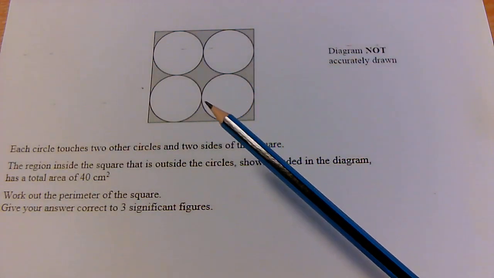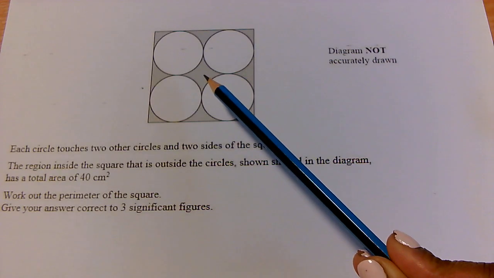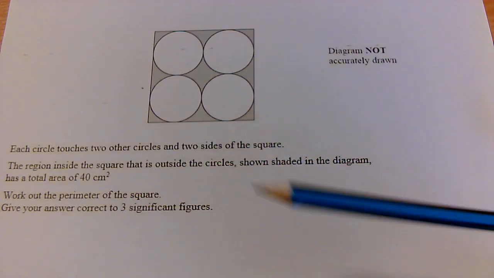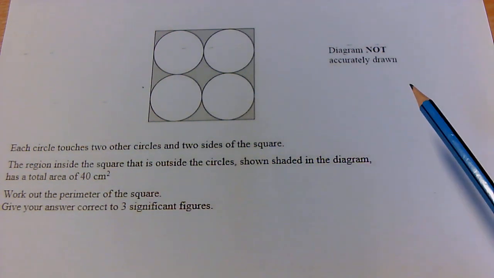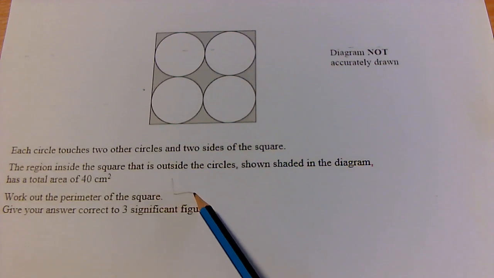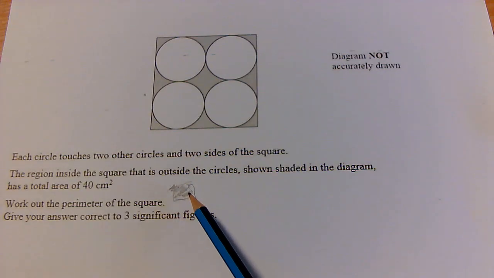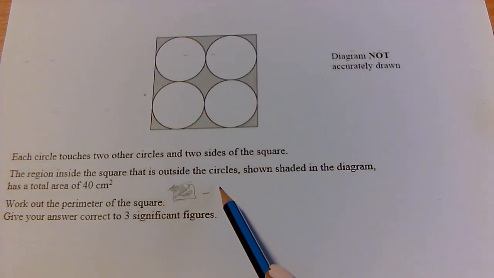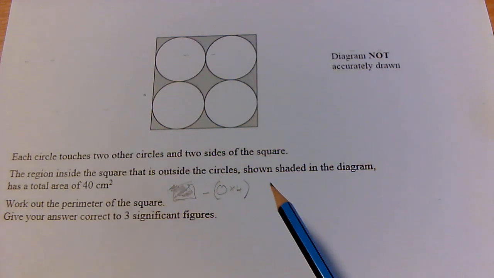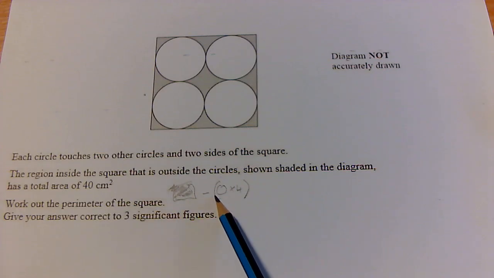So first of all, I need to make an equation for the shaded area, because that shaded area comes out as 40. Now that shaded area would be the area of the square with 4 circles cut out of it. Okay, so the shaded area is the area of the square minus the area of 4 of those circles.